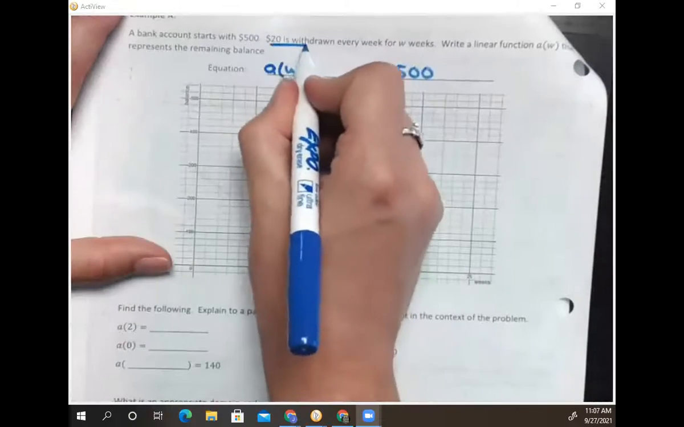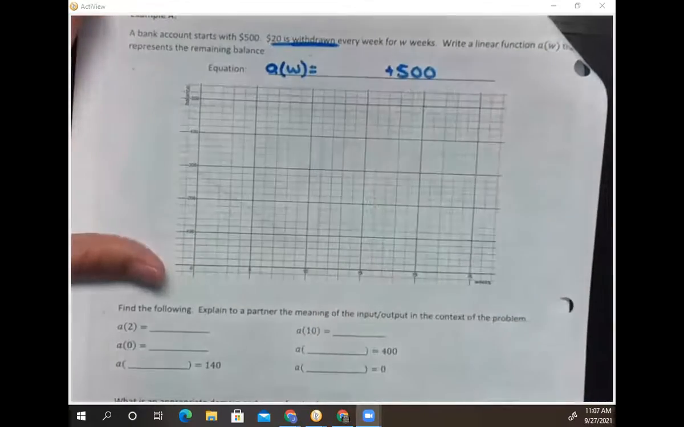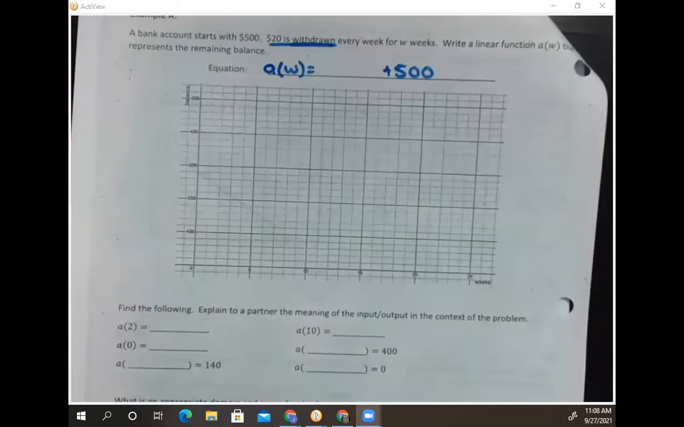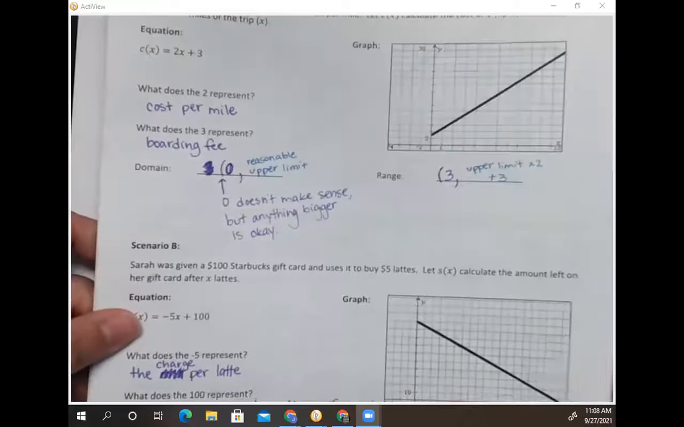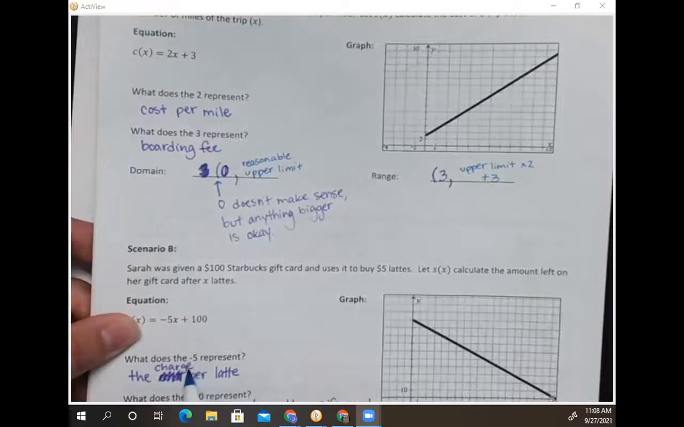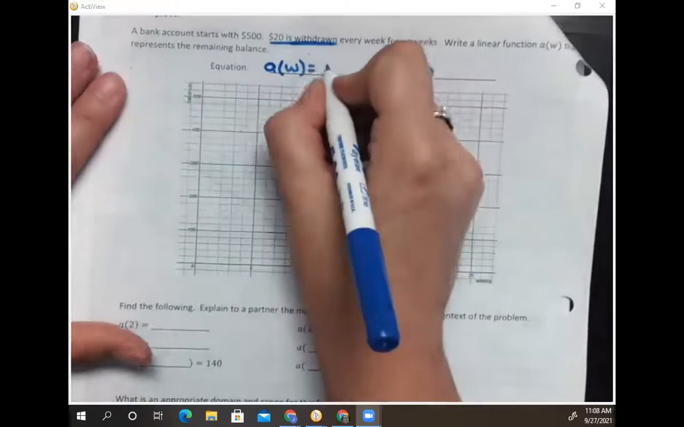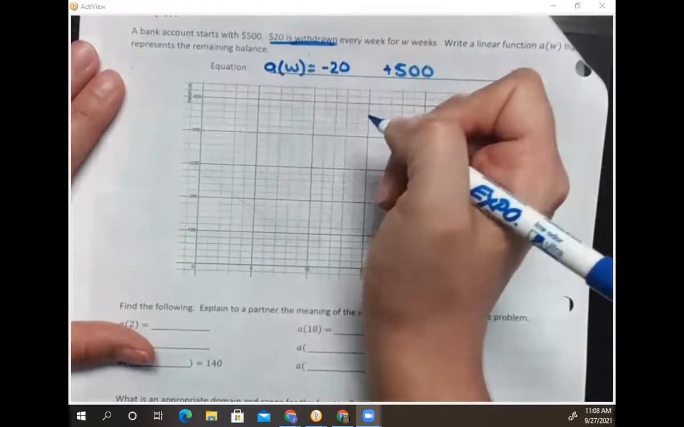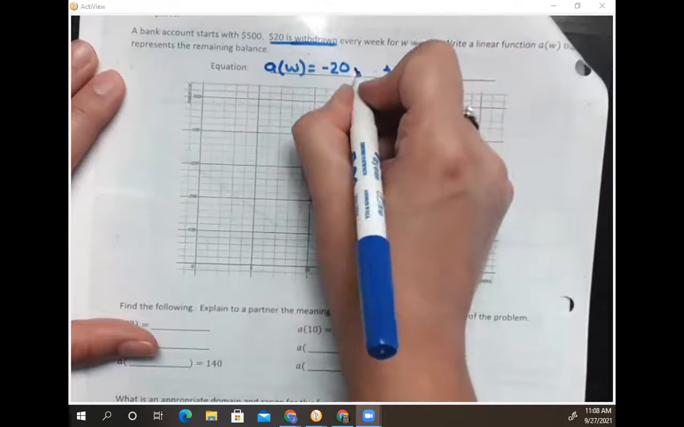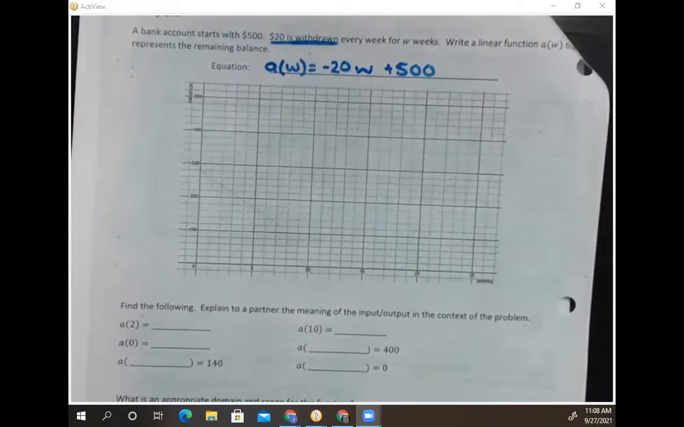And then it says $20 is withdrawn every week. What does withdrawn mean? I'm taking it out. Yeah. So just like with our gift card example, the one we just did, they had -5, right? And that negative was because every time we bought something using the gift card, that took away from the balance. So I'm going to do the same thing here. We're going to take away $20 from that balance every week. And it says use W for week. So that's what I'll do here. So there's our function. We're starting with $500 in our account, and we're taking out $20 every week.